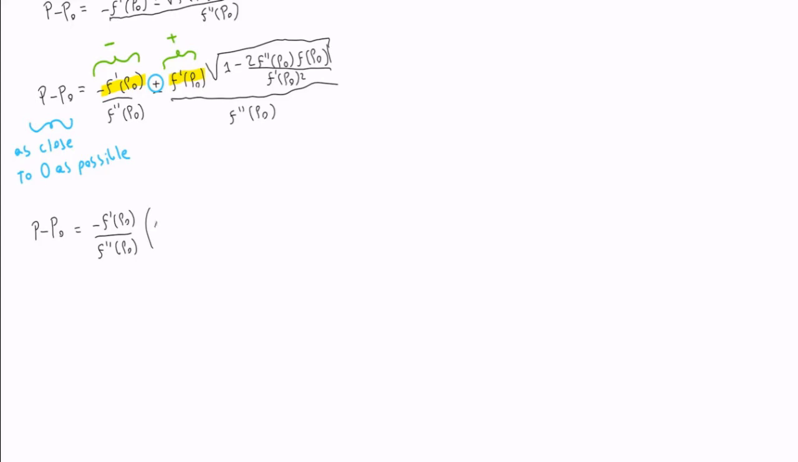This time we can simplify by just taking the common factor out. In this case, the common factor is f prime at p sub 0 over the second derivative of f at p sub 0. So we'll take that one out, and this will give us a more simplified version of the equation. So after taking that term out, we are left with 1 minus and then the square root term.